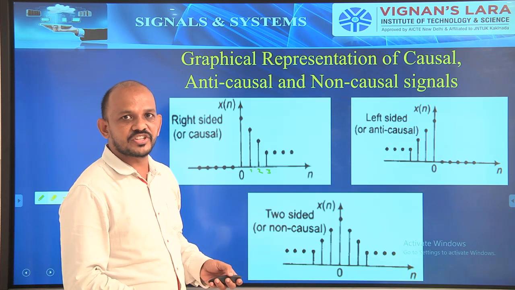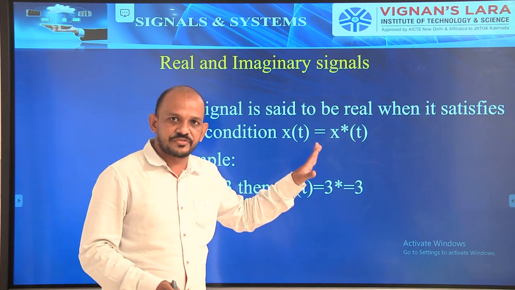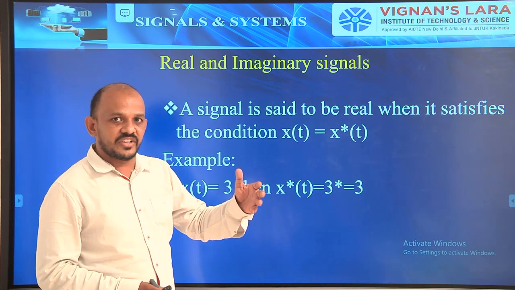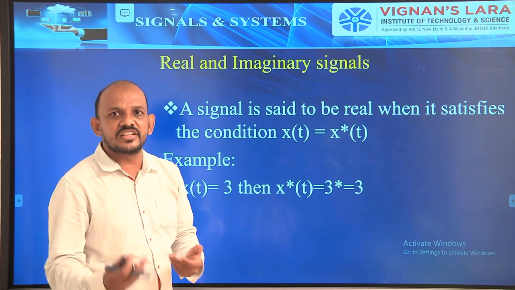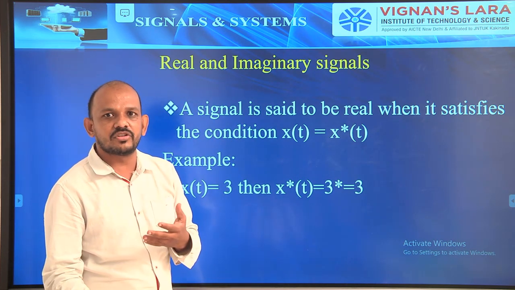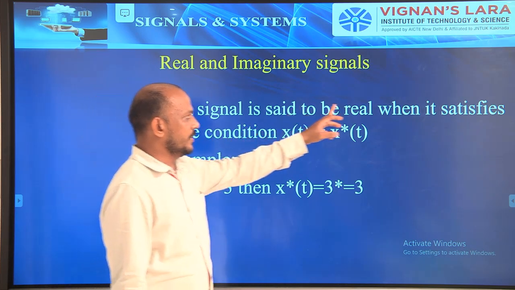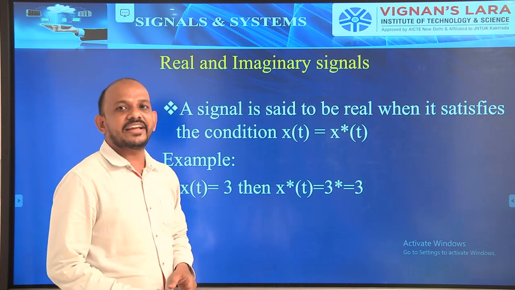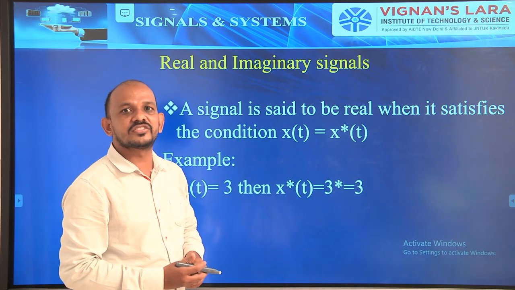So the last classification is real and imaginary signals. With this we will close the concept of classification of signals. So real and imaginary signal. Which signal is called a real signal and which signal is called an imaginary signal. Okay, so a signal is said to be real when it satisfies the condition x of t equal to x star of t.